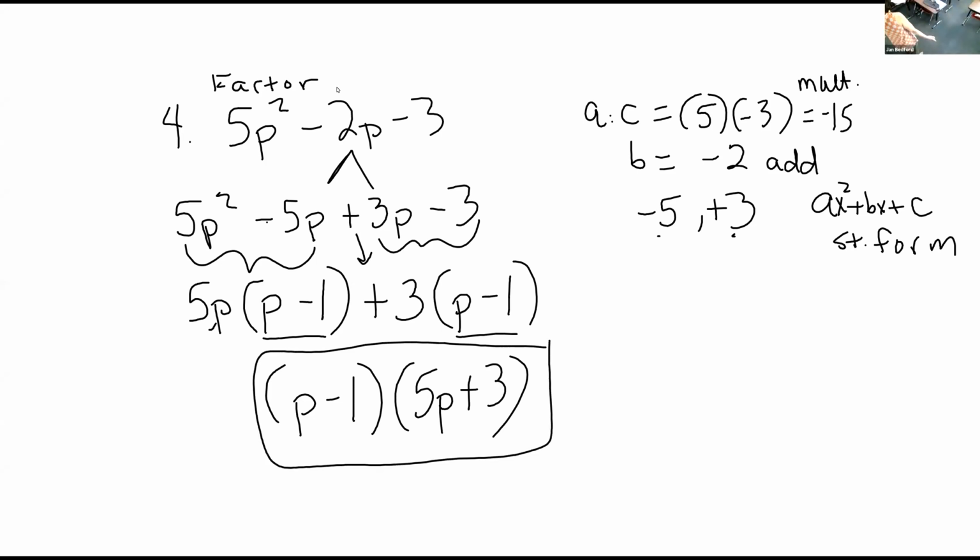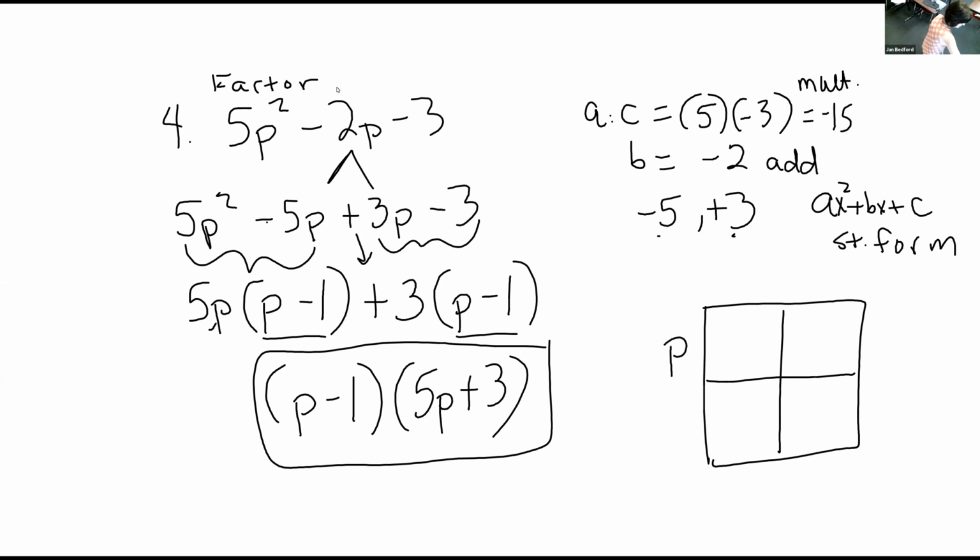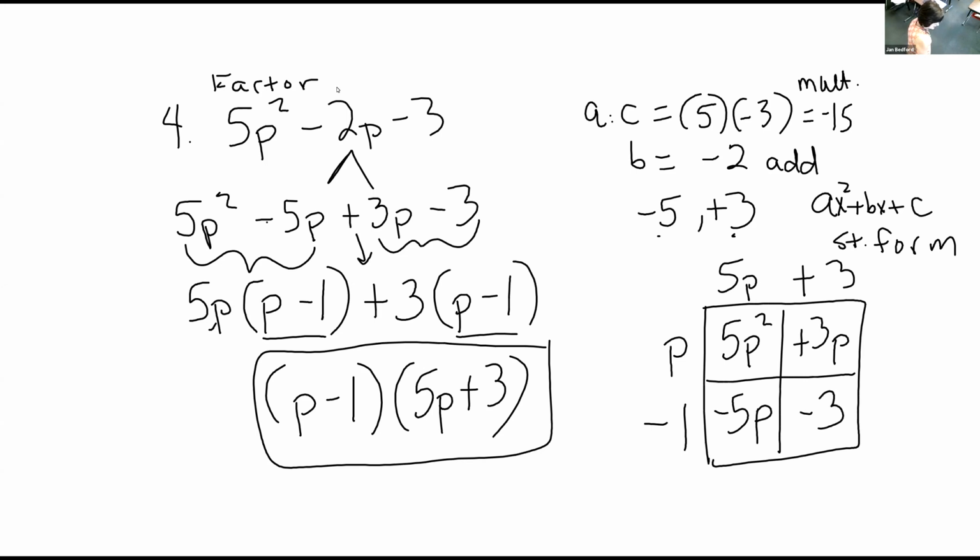How do I know this is done correctly? If I use FOIL or the box to multiply, it should give me back what I started with. So if I put p minus 1 here, and I put 5p plus 3 here, p times 5p is 5p squared. P times 3, 3p. Negative 1 times 5p is a negative 5p. And negative 1 times 3 is what? A negative 3.